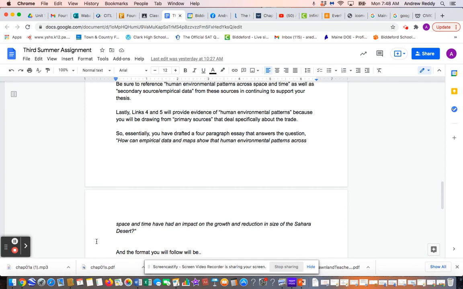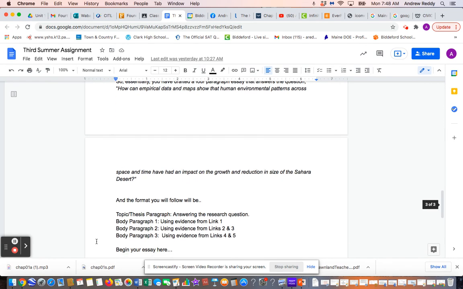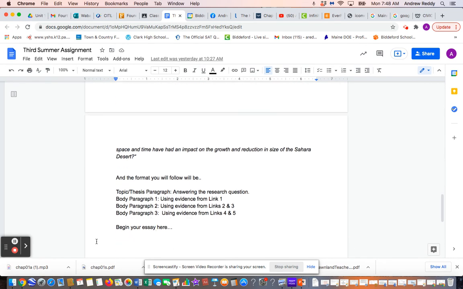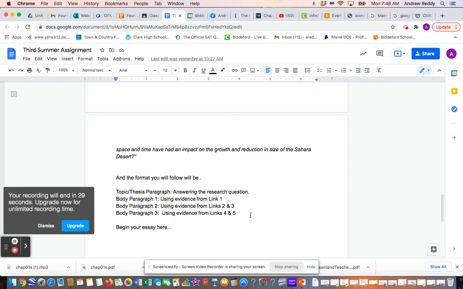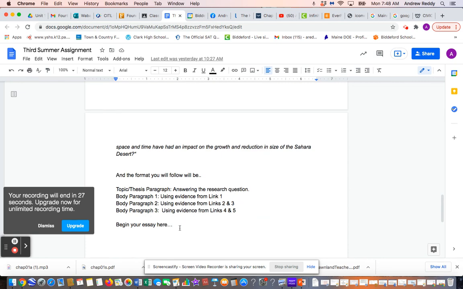So you're going to have to take some sort of stand on, yes, I have empirical data and maps that show that these patterns across space and time have led to both growth and reduction, have led primarily to growth, or have led primarily to reduction of the Sahara Desert. One of those 3 stands is probably the most logical that you will take. And you will follow this format where you have your thesis paragraph and then your 3 body paragraphs that provide the supportive evidence to reinforce your essay, and then begin your essay here.